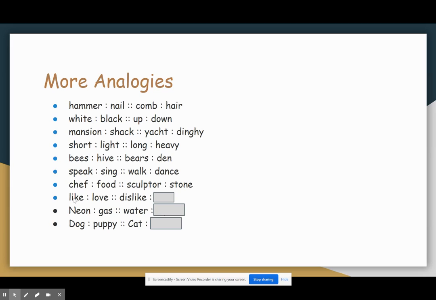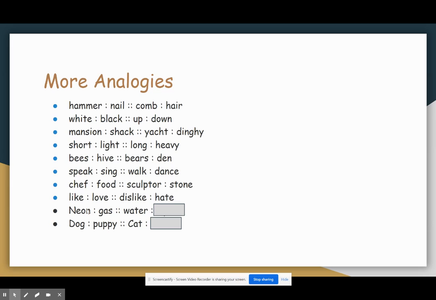A few more. Like is to love. So like is the lesser version of love. This one is much more passionate. So dislike, but if you really dislike something, you might say you hate it or loathe or despise, all good words. So let's see. You hate something. So this would be a matter of degree. Liking something and then taking it way further in its love. Disliking or taking it way further in its hate.